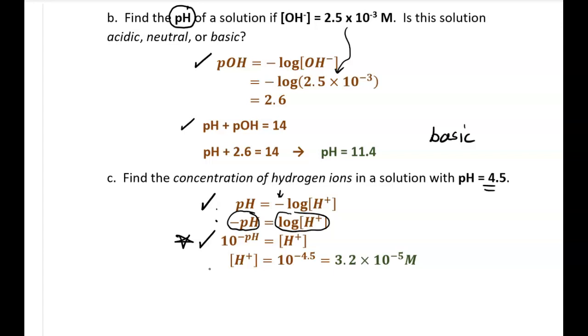The pH is 4.5, so you plug that number in up there in the exponent. So 10 to the negative 4.5 power on a calculator is 3.2 times 10 to the negative 5th power. Because we're finding concentration, the label is molarity.